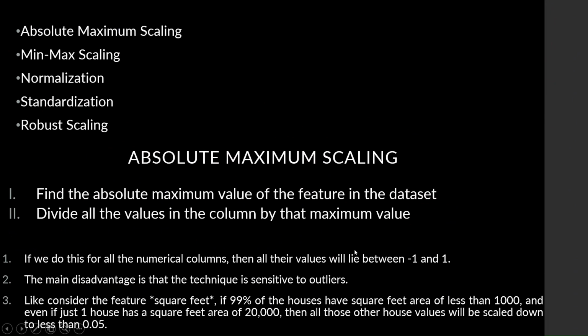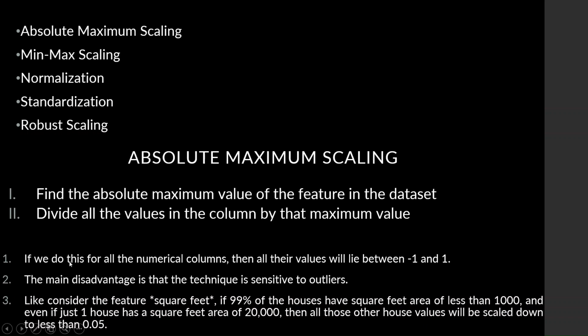So in feature scaling, there are five techniques: absolute maximum scaling, min-max scaling, normalization, standardization, and robust scaling. The first one, absolute maximum scaling. To find the absolute maximum value of the feature in the data set, we divide all the values in the column by the maximum value of the data set.